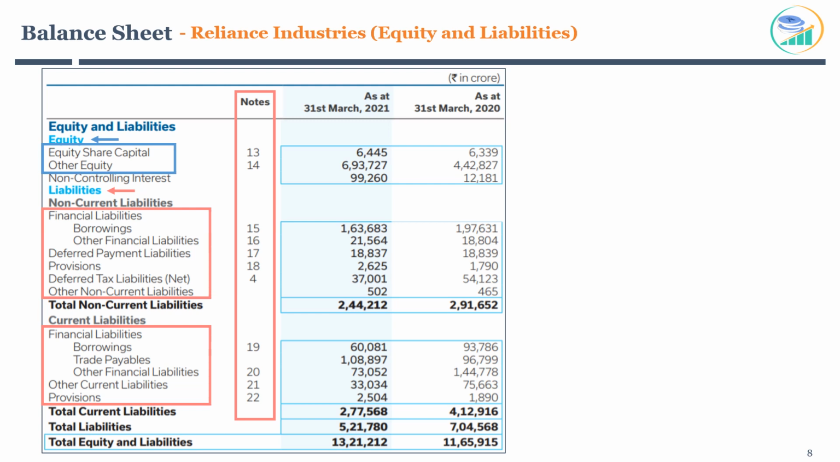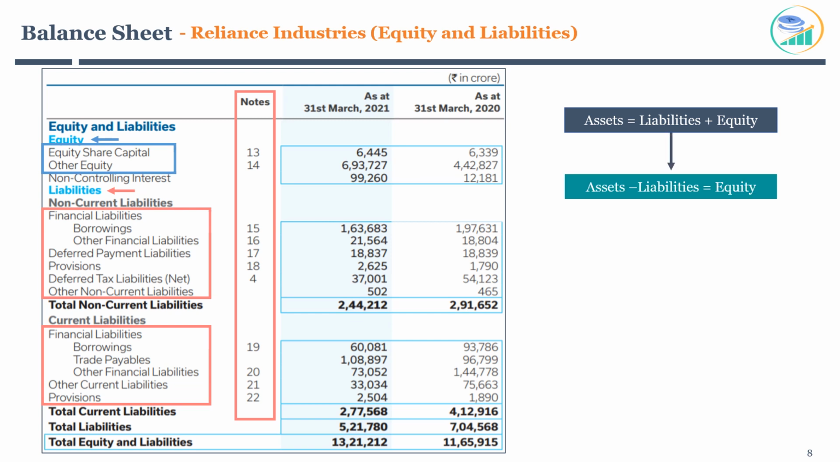Let's summarize balance sheet equation now. The company's total assets should always be equal to total liabilities and equity. In other words, assets minus liabilities is equal to shareholders' equity. This is actually the net worth of the company. This represents the money belonging to shareholders. This is also called as book value of the company.